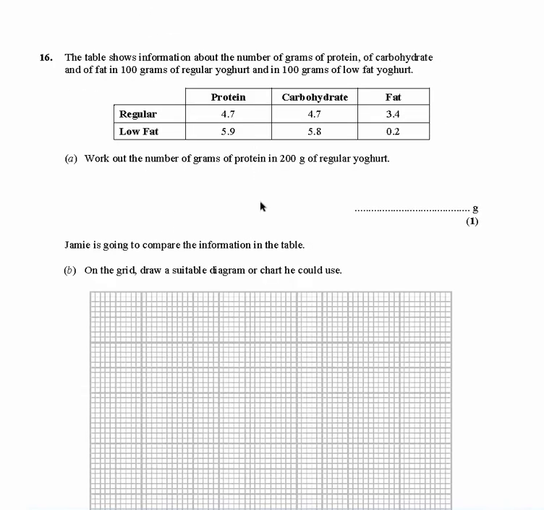The table shows the information about the number of grams of protein, of carbohydrate, and of fat in 100 grams of regular yogurt and in 100 grams of low-fat yogurt. Work out the number of grams of protein in 200 grams of regular yogurt. Well, in 100, you've got 4.7, so I'm sure you can work that out.